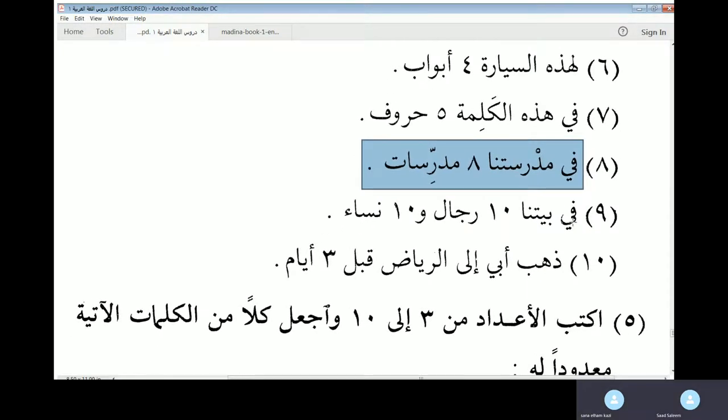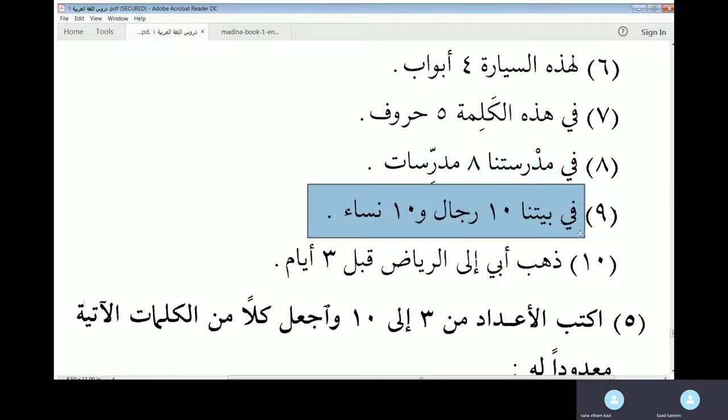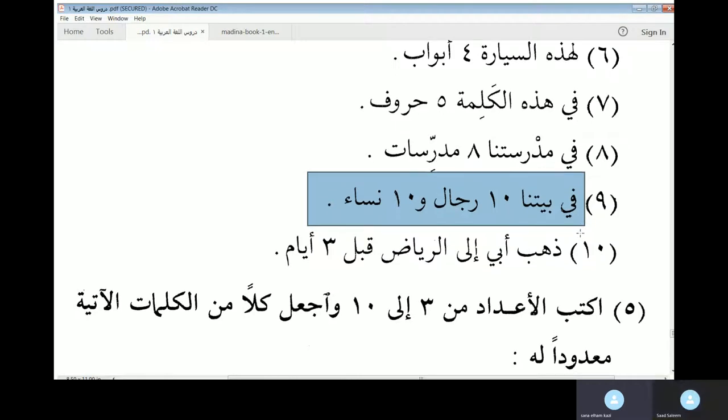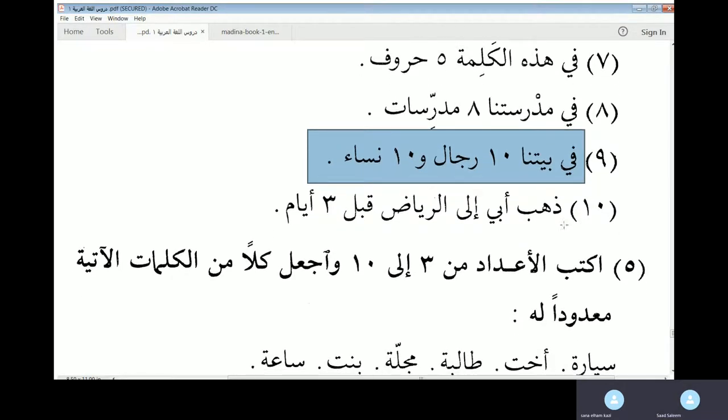Fi madrasatina thamani mudarrisatin. In our school there are eight teachers. Wa fi baitina asharatu rijalin wa ashru nisa'in. In our house there are 10 men and 10 women.